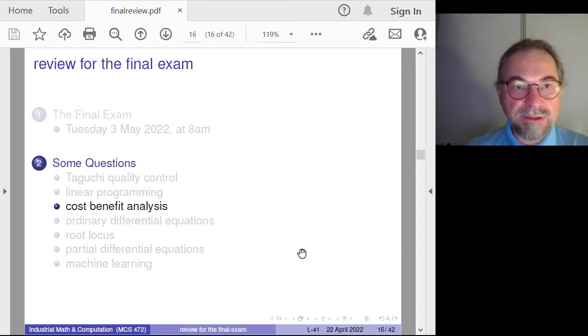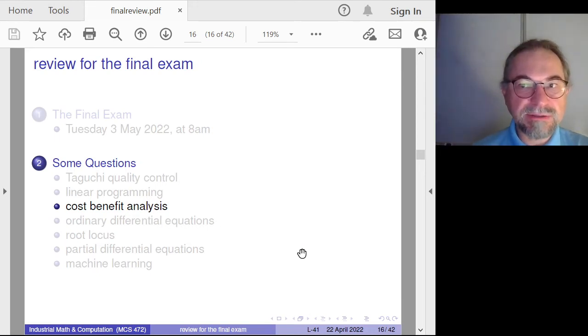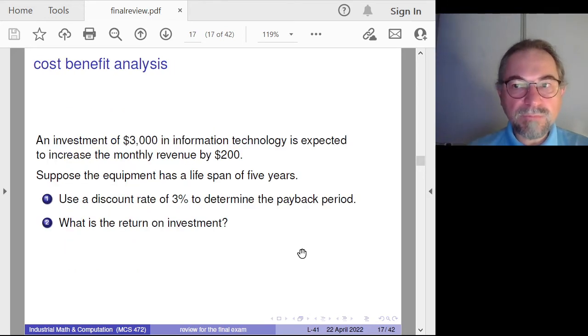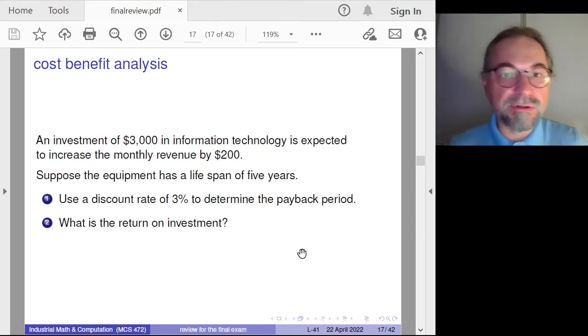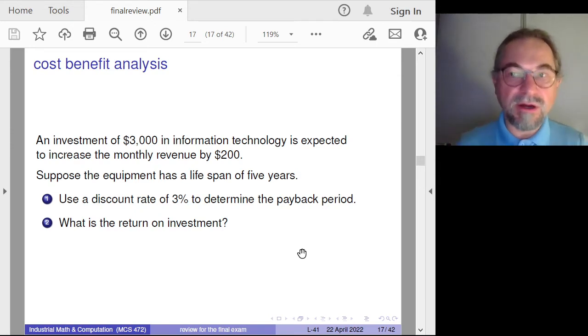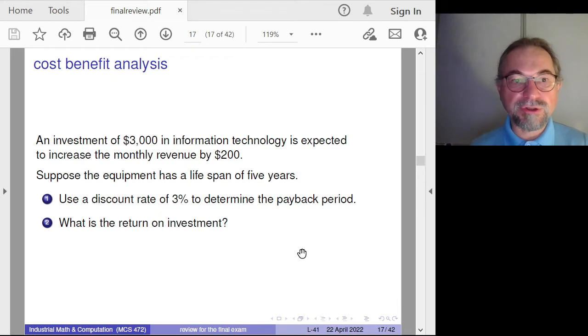Okay, linear programming: cost benefit analysis, where we look at an investment. The investment comes at a cost, and the cost has to be paid now. So the $3,000 is in current dollars of today. The savings or the benefits are expressed in future dollars. So we are going to have $200 extra every month.